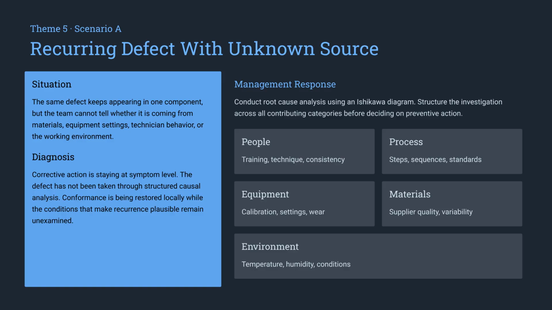Moving to recurring defects with an unknown source, the management response requires a shift from symptom-level fixes to structured causal analysis. By utilizing an Ishikawa diagram, the team can systematically investigate people, processes, equipment, materials, and environment to address the root causes rather than just masking the symptoms.